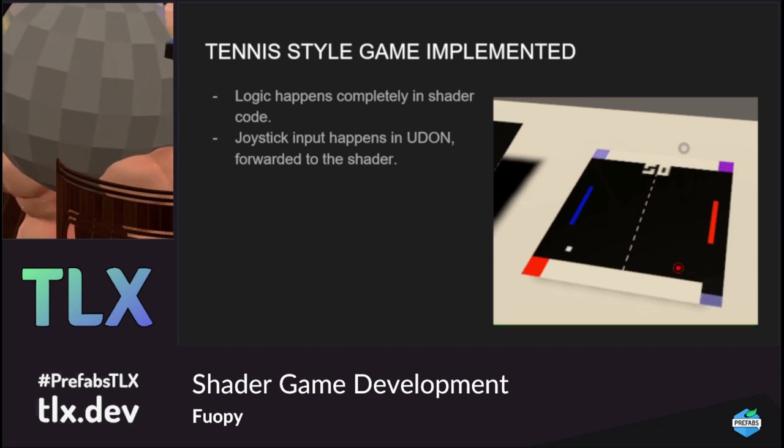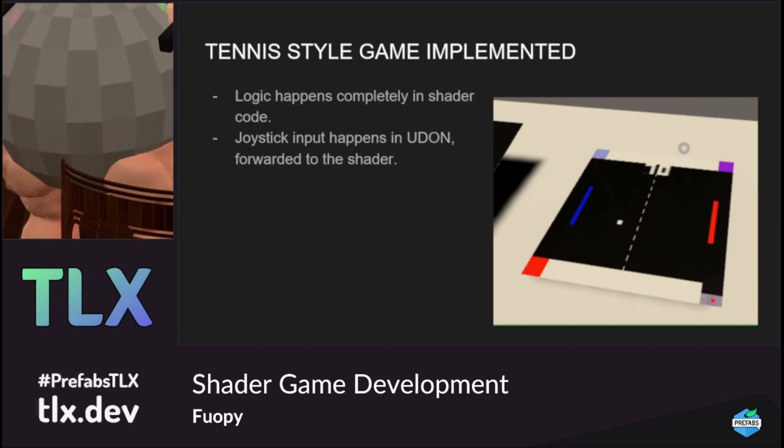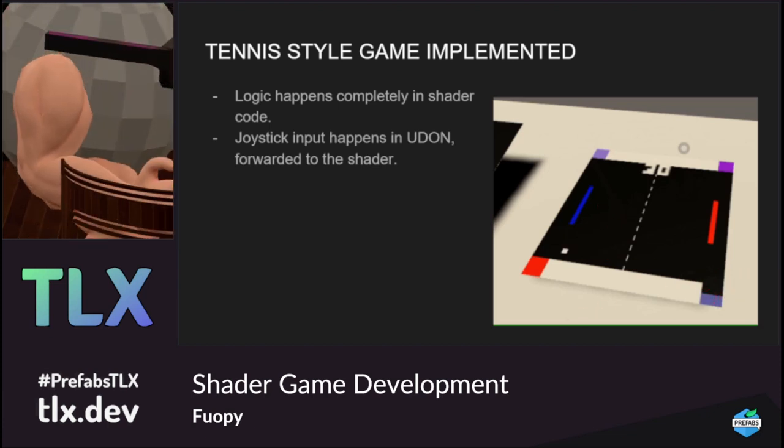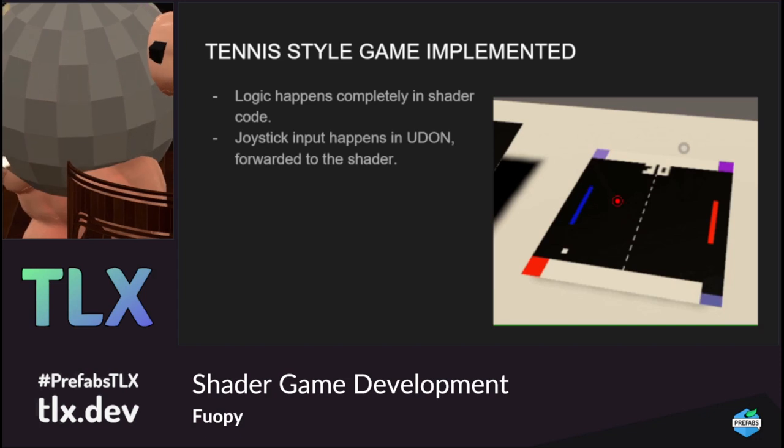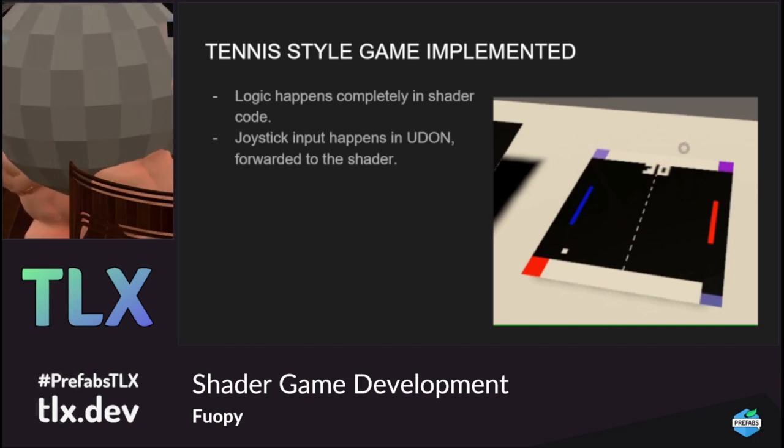And then you have the ball's noble on the bottom right. You can see it's changing color. So the blue color represents the ball's angle. The red color represents the ball's X position, and the green color represents the ball's Y position.